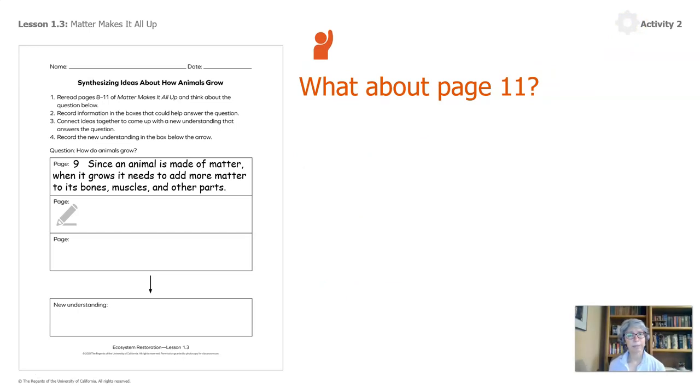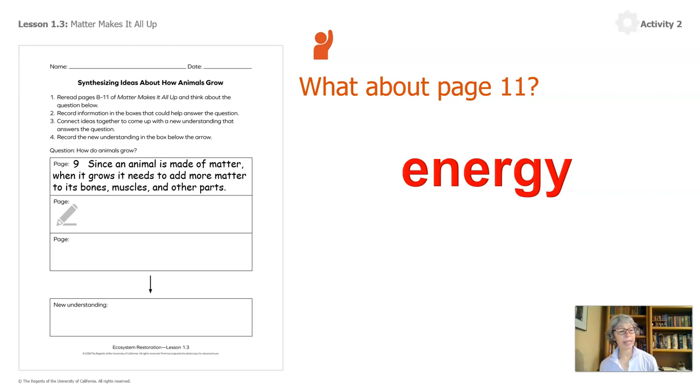What about page 11? Let's see. Remember this page? There was a bold word in there, right? Energy. Let me read that sentence. More important, the animal uses some of the food matter to get energy. Animals need energy to move and do all the things animals do. We're going to come back to that later.